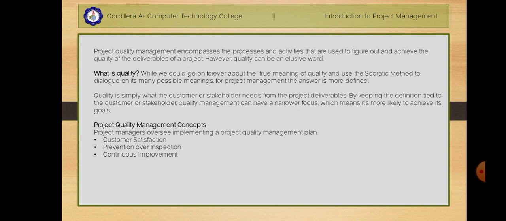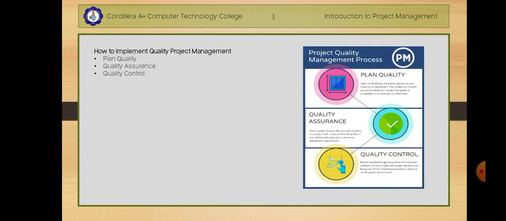Okay? So, next slide is how to implement quality project management. So, paano ba natin i-implement yung quality project management? So once that you have an idea about doon sa different concept, so yung next step is i-implement na natin yung project quality management plan. So para gawin natin ito, we have here the 3 steps. So, ang kailangan nyo lang gawin is follow the 3 steps. Okay?